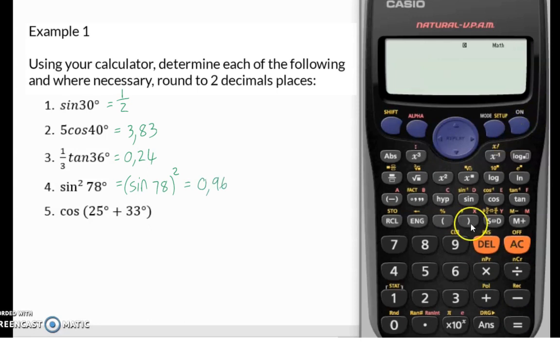Calculator, however, also understands if you say sin of 78 and then square that immediately. You will see that you also get the answer of 0,96. In question 5, we need to get the cos ratio of the sum of two angles. So we say cos, and in the bracket we have 25 plus the 33, and then we close the bracket and press equal to get the answer of 0,53.